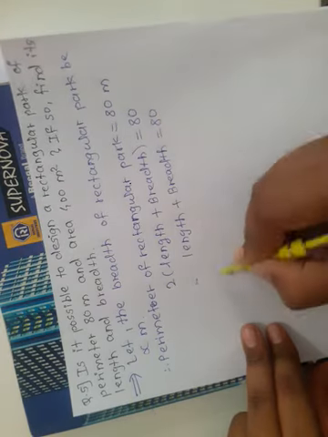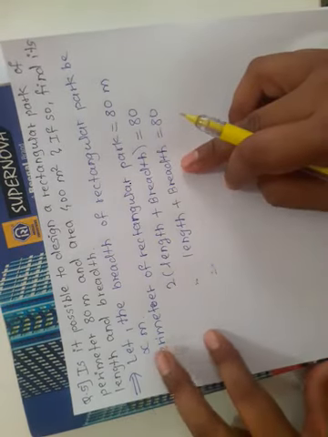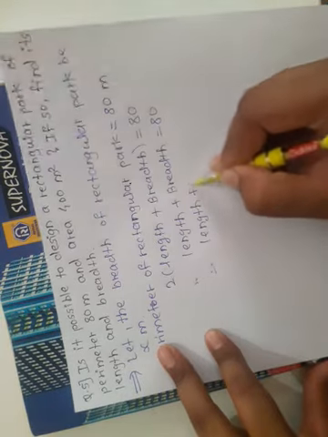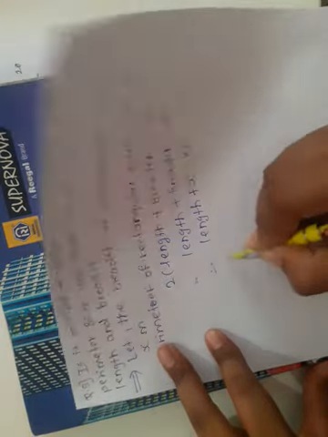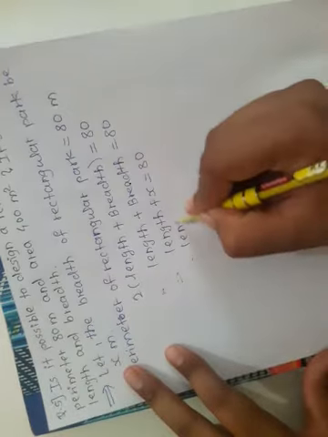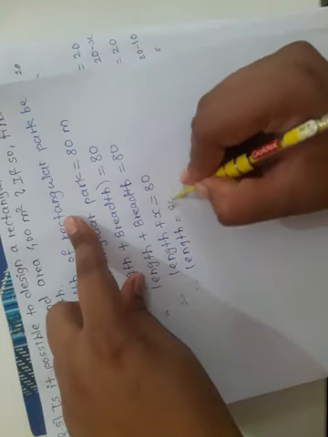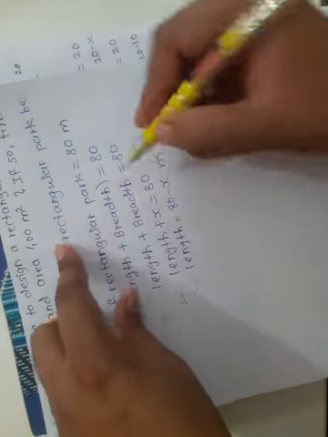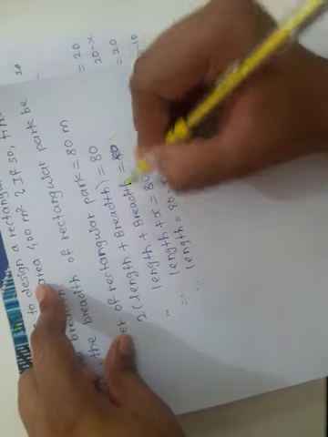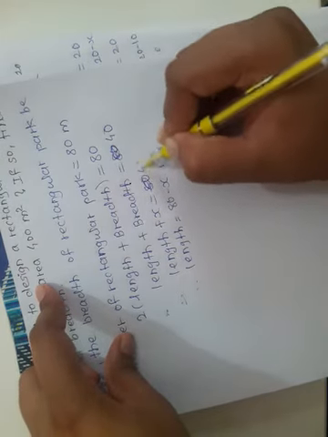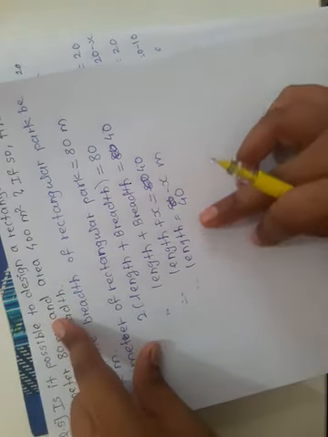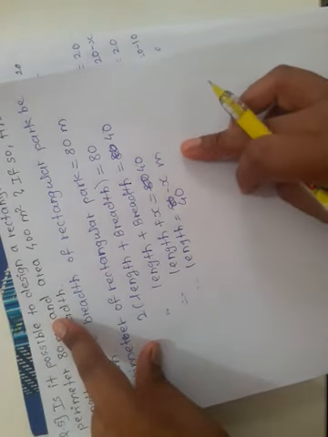is equal to 80, but here breadth is known to us, it is x meter, so length plus x is equal to... sorry, not 80. After dividing both sides by 2 we get 40 here. Transpose this x to RHS, and therefore the length of rectangular park is equal to 40 minus x meter.